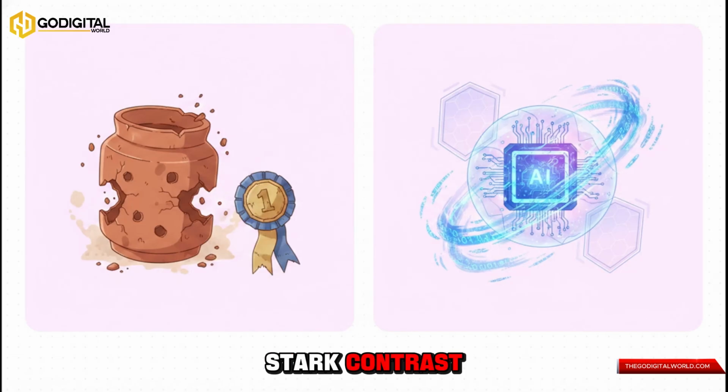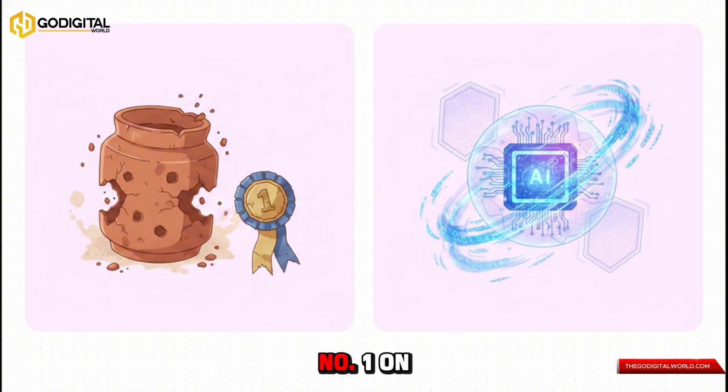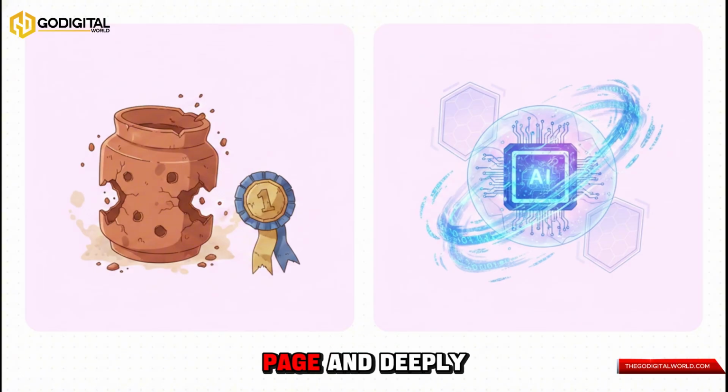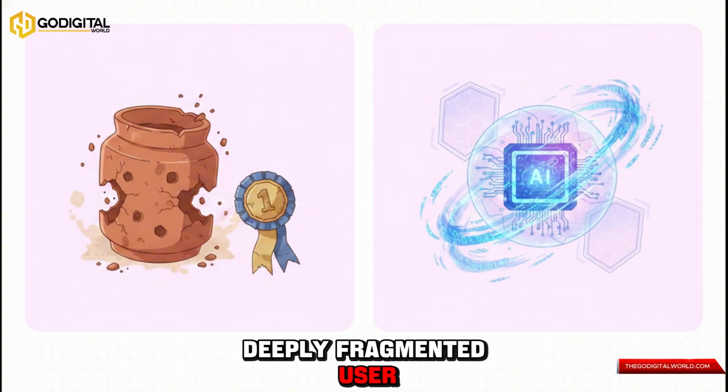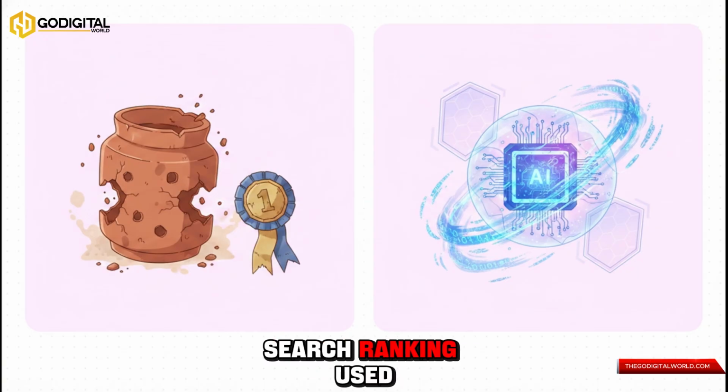Think about the stark contrast between how things used to be and where we are now. The old playbook, relying on third-party cookies, blasting broad retargeting ads, obsessing over ranking #1 on Google, is effectively dead. Instead, the 2026 reality is a whole new ballgame. It is driven by strict privacy rules, AI search overviews that hand out zero-click results right on the page, and deeply, deeply fragmented user attention. Honestly, showing up in an AI summary now matters just as much as a top search ranking used to.